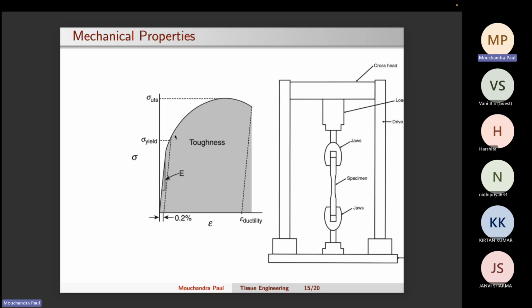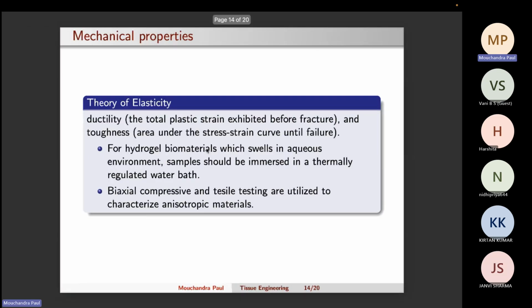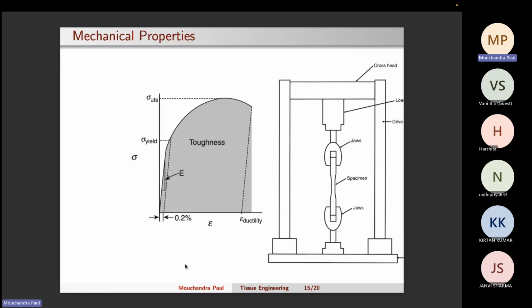Okay. And the area under this curve is the measure of your toughness, means how tough your material is. So you can see this curve alone gives you so many parameters. And these parameters are often reported to tell you the mechanical properties of your specimen. Okay.